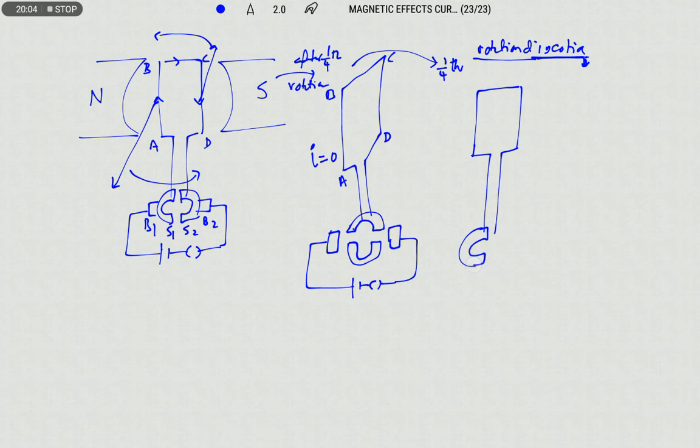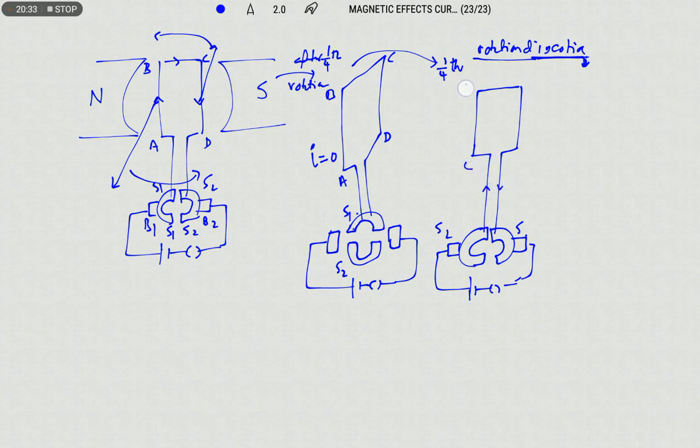So with the change in sides, here this is S1 and S2, S1, S2. Now this will be changed to this, S1, S2. So when S1, S2, that means the split rings are aligned like this. There is a contact established between the carbon brushes and the coil.